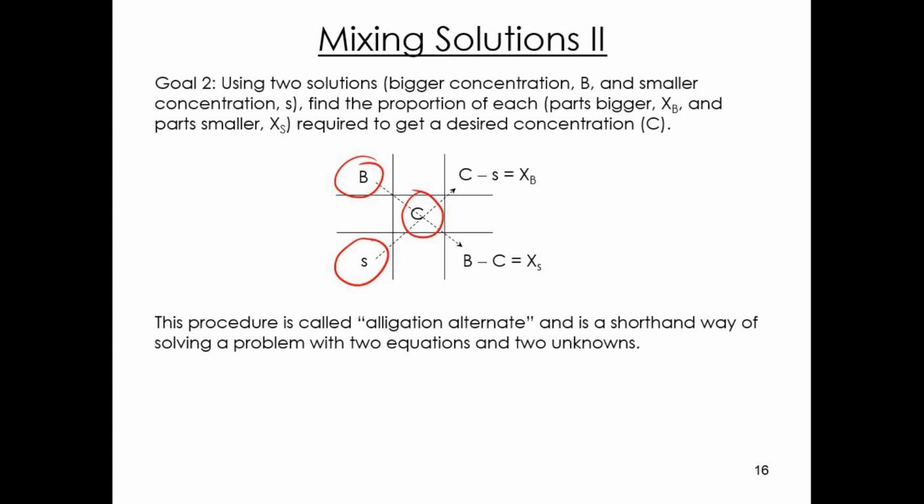And you can find the parts of larger and smaller concentration that you need to mix together to get the desired concentration by subtracting the smaller concentration from the desired. This gives you the parts of the larger concentration you need. Subtracting the desired concentration from the bigger would give you the parts of smaller concentration.